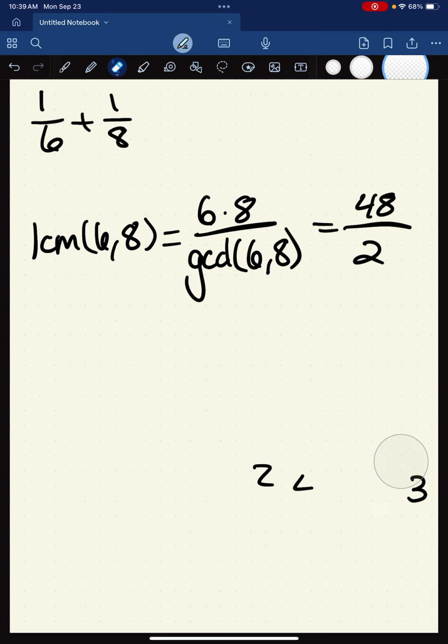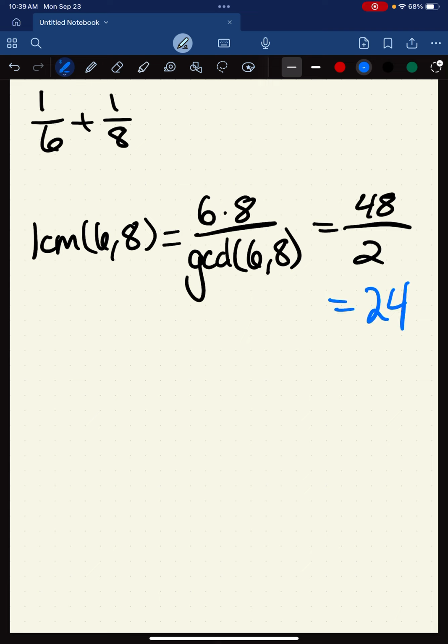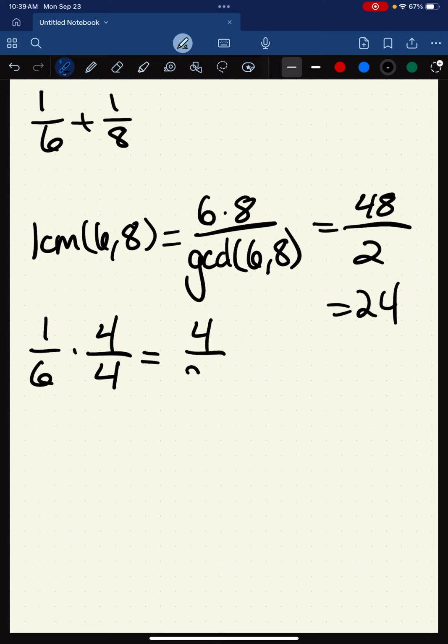All right. So 48 divided by 2 is 24. I'm writing in blue. So now what we're going to do is make each one of these fractions have a denominator of 24. So what can we multiply 6 by, the denominator of 1/6, to give us 24? 24 divided by 6 is 4. So we need to multiply by 1, so it has to be 4 over 4. So that's going to give us 4 over 24.